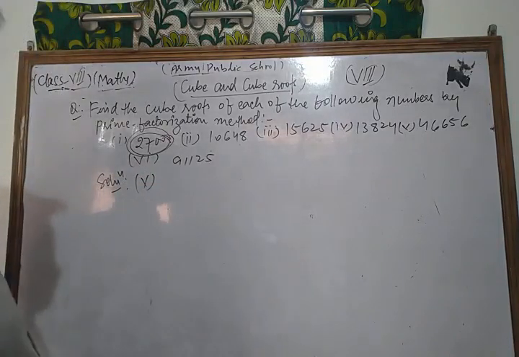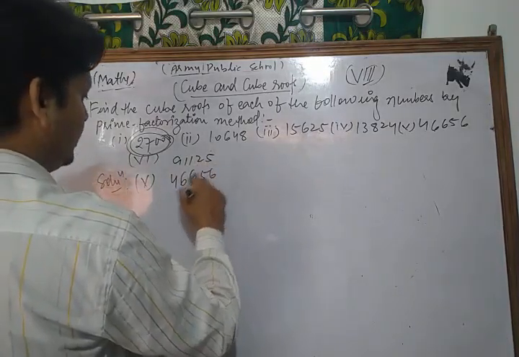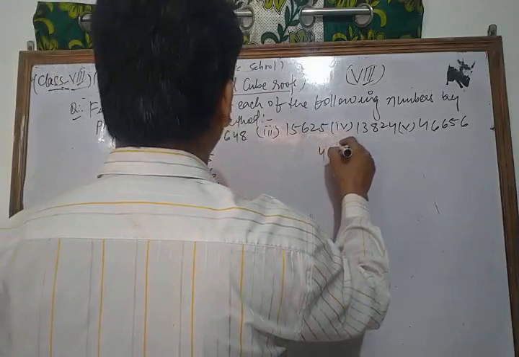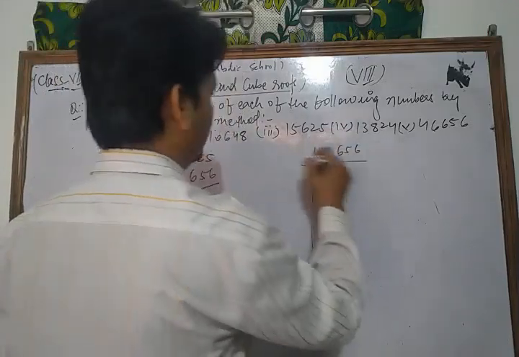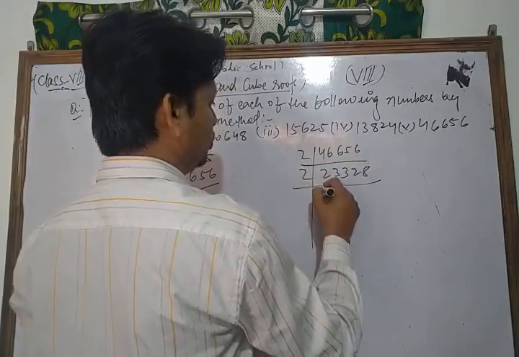Now we take and solve the fifth part of this question. This is 46656. First of all, we do their prime factorization. Now 2 fours are 8, 2 sixes are 12, 2 sixes are 12, 2 fours are 8. 2 eights are 16. Now again by 2.